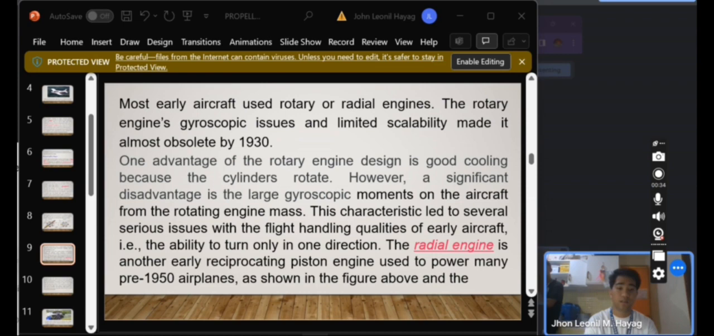This characteristic led to several serious issues with the flight handling qualities of early aircraft, such as the ability to turn only in one direction.